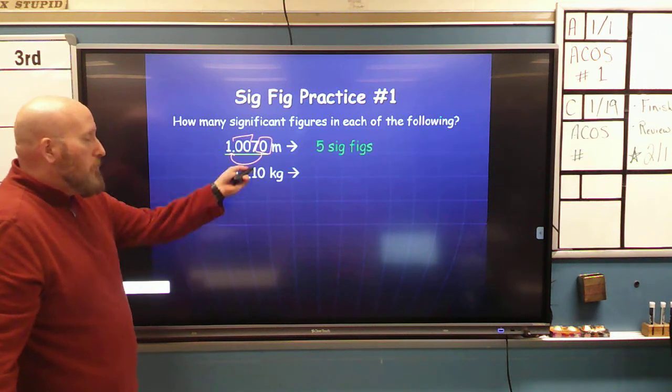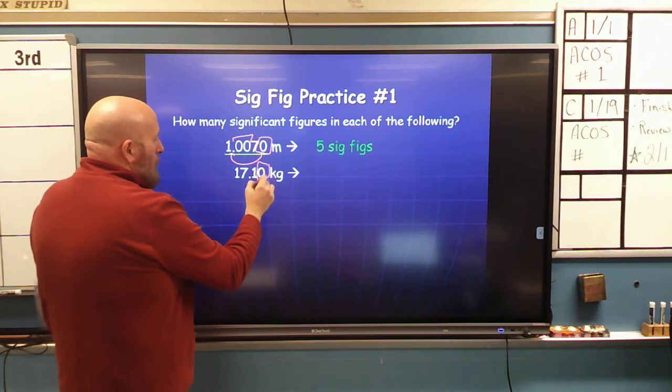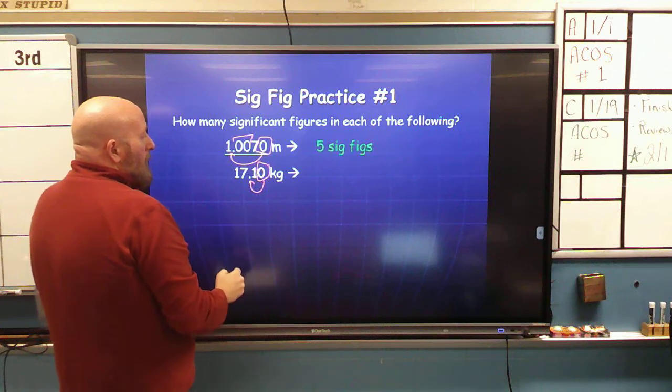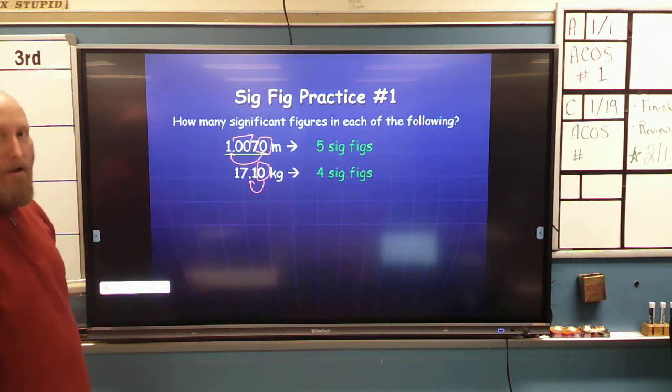17.10 kilograms. It's a trailing 0, isn't it? Is there a decimal? Yes. So that means I have 4 sig figs, right? Because the 1, 7, and 1 count, or all 3 of those count.